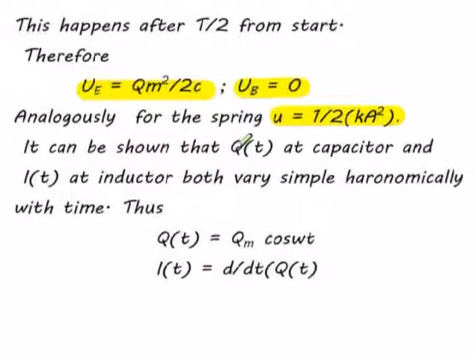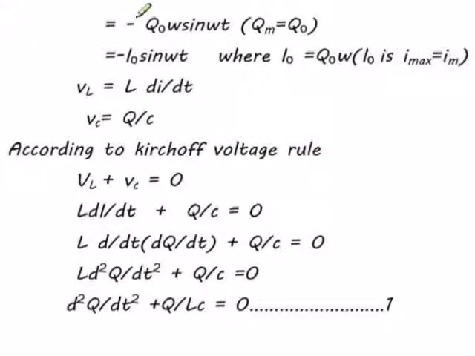It can be shown that Q at t at the capacitor and I at t at the inductor both vary simple harmonically with time. Thus, Q at t equals Qm cos omega t. I at t equals d by dt of Q at t, which is minus Q naught omega sin omega t. Note, Qm and Q naught mean the same thing, that is, the maximum value of charge. Now, this is equal to minus I naught sin omega t, where I naught equals Q naught omega. As before, I naught is I max, which is Im. Q naught is Qm, I naught is Im.